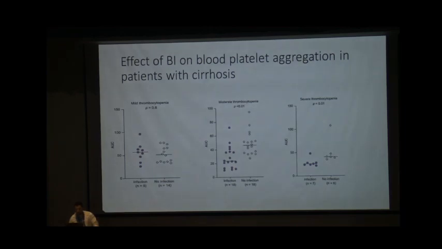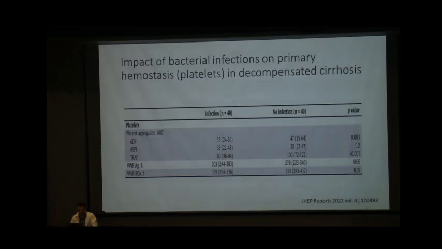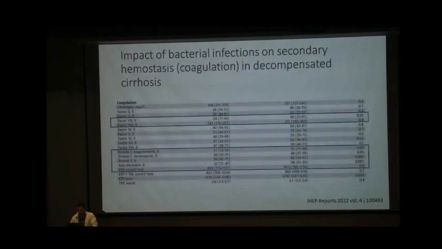So what are the effects which are seen? The effect of bacterial infection on the platelet: moderate thrombocytopenia is most commonly seen in patients with bacterial infection and acute decompensation of the liver. Platelet aggregation is impacted in patients with decompensated cirrhosis and bacterial infection. The von Willebrand factor and ristocetin assay are comparable in patients with infection and no infection.